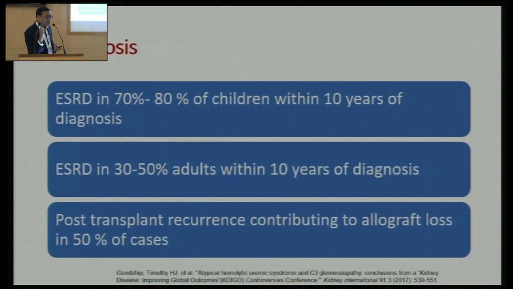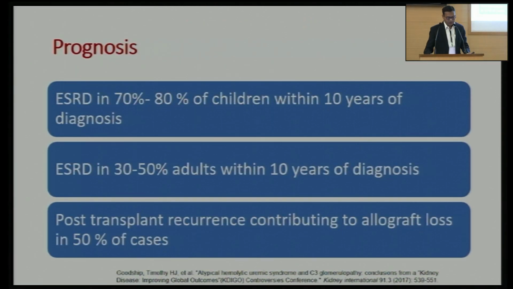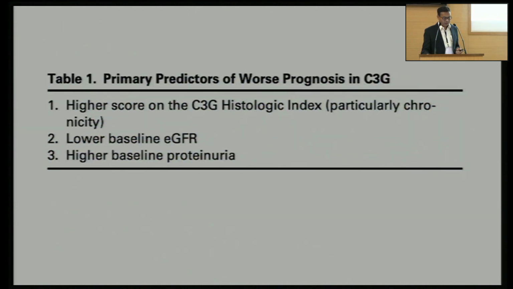So what is the prognosis? 70 to 80% ESRD in children within 10 years, 50% in adults in 10 years, and post-transplant recurrence with graft loss is 50%. So this is a difficult disease, with high chances of recurrence. The predictors of the worst prognosis are a higher risk of C3G recurrence, lower baseline GFR, and higher baseline proteinuria.